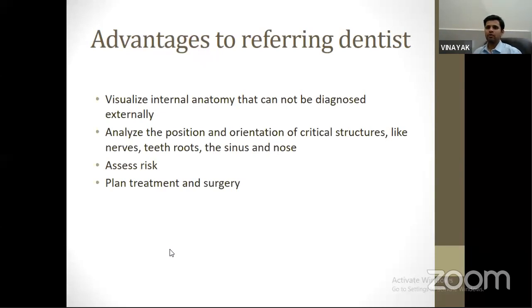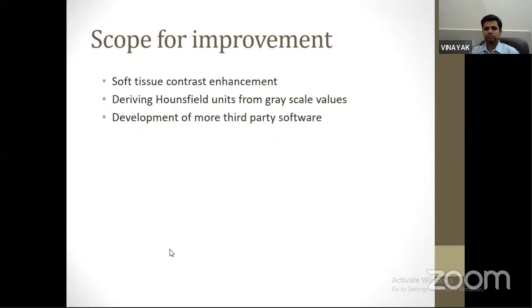Now, what are the advantages of the CBCT scan to the referring dentist? First, we can visualize anatomy that we cannot normally see, and we can see where the critical structures are. Depending upon that, we can assess the amount of risk in a particular procedure, and we can plan and select the procedure we want to do. Scope of improvement will definitely be soft tissue enhancement and contrast. Second is derivation of Hounsfield units and other software. Now software is being developed that is more user friendly.